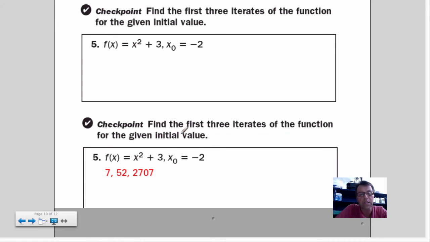Be careful with this because it did ask for the first 3 iterations, and we don't list negative 2 because we didn't do anything, right? That's not an iteration. When you iterate, you've actually processed a number, and you'll get 7.